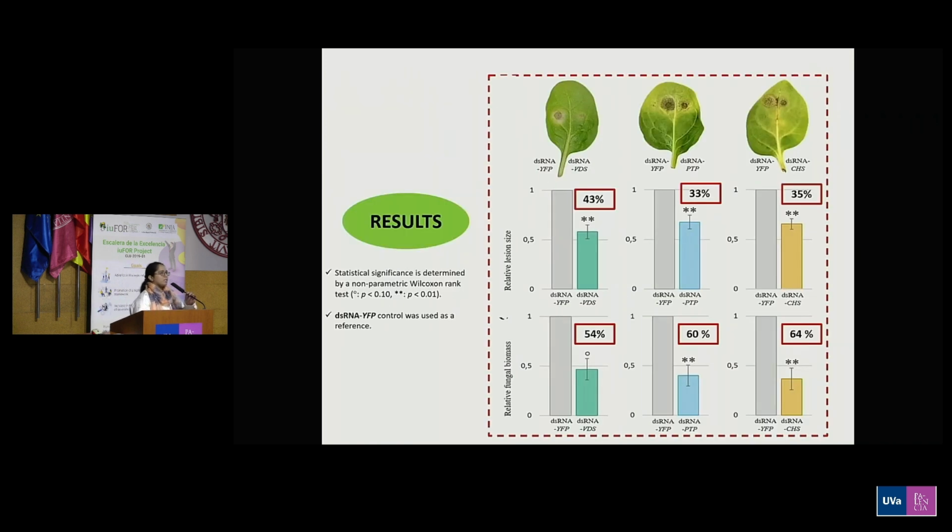Well, our results were very good. We have statistical differences between the results. First of all, on the left side, the control has bigger necrotic lesions compared to the right side. In the relative lesion size, we found reductions of different percentages, and in accordance with the relative lesion size, with the fungal biomass we also find a reduction of almost 54% and 60%. So it means our pathogen, which is Fusarium circinatum, can be controlled through dsRNAs.